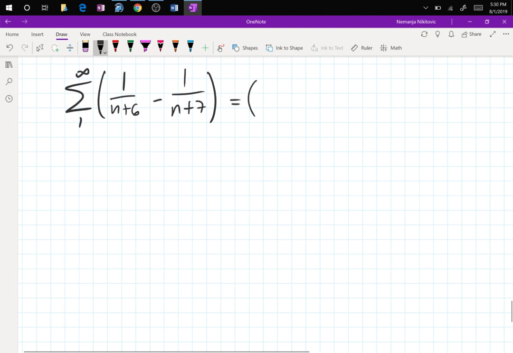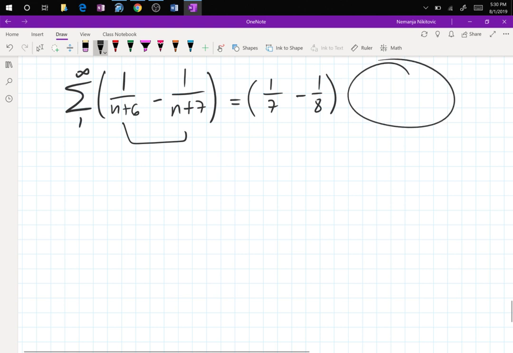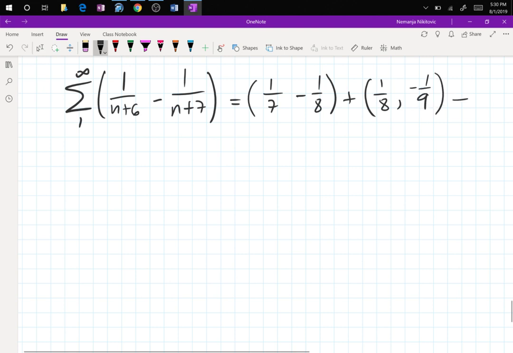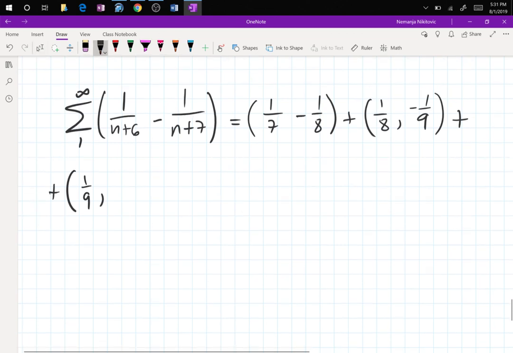So for n equals to 1, I have 1 over 7 minus 1 over 8. They are 1 apart, which means that this parenthesis that I write here will be the one that cancels. Plus, when n is equal to 2, we have 1 over 8, negative 1 over 9, plus, the next one is 3, so that's 1 over 9, and so when it's 3, it's negative 1 over 10.